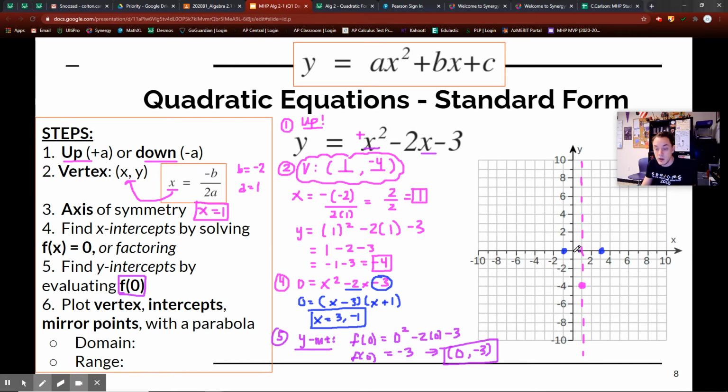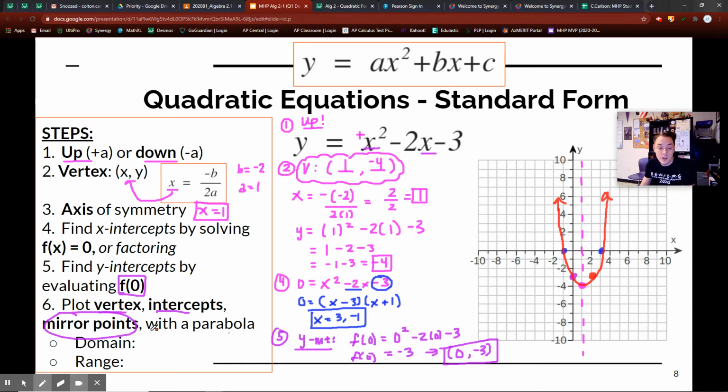So 0, -3, right here. Notice how we don't necessarily have too much of a graph. However, with all of this information, the vertex, the x-intercepts and the y-intercept, we can plot them and then plot the mirror points. And that's exactly what I will do. The other mirror point I'm missing is right here on the other side of that axis of symmetry. And because of this, I can now graph it. Perfect. It should look something like that.